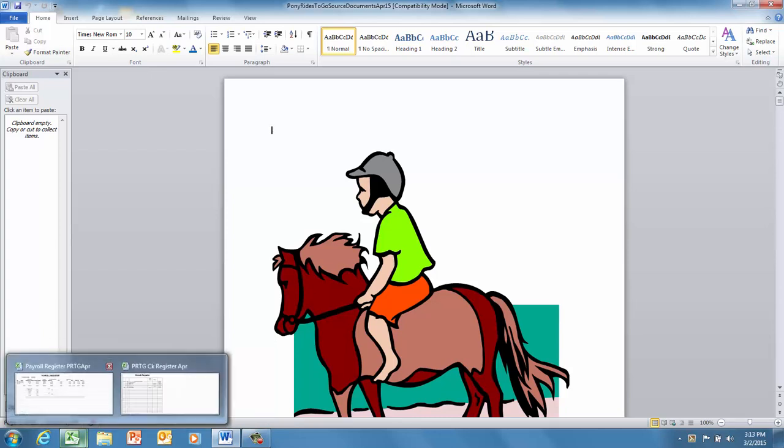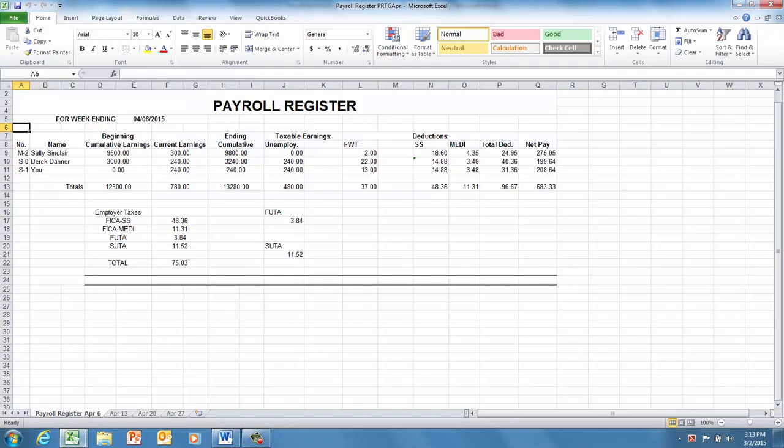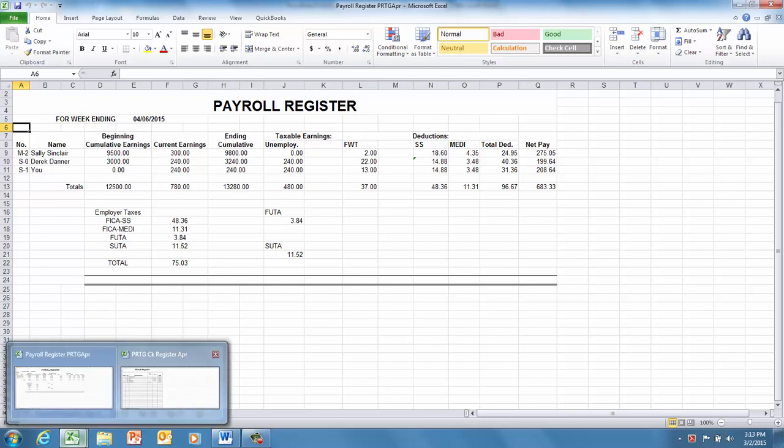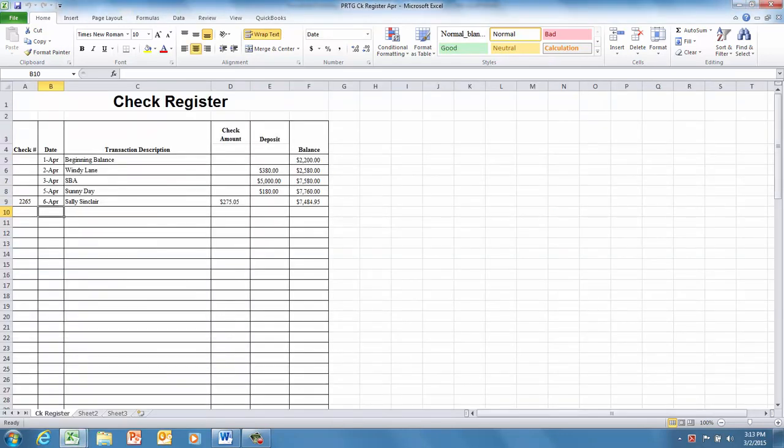You should also have the payroll registers, and these come in Excel files, and along the bottom tabs say the dates of those different payroll registers. You also have an Excel file that is called a check register. This particular project instructions is for April of 2015, but your project may be different from that, but how you do it is still the same.